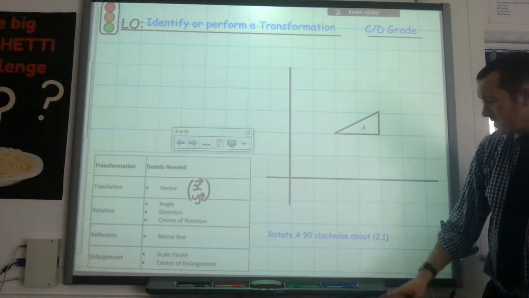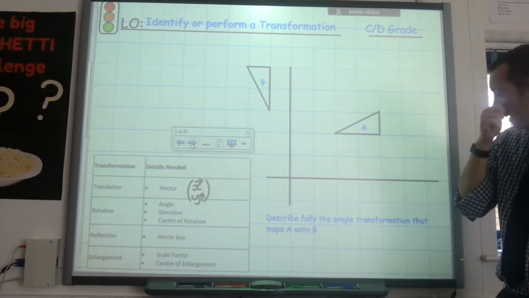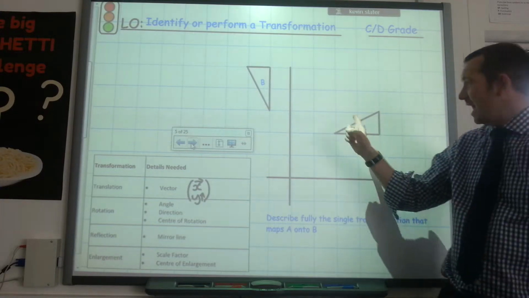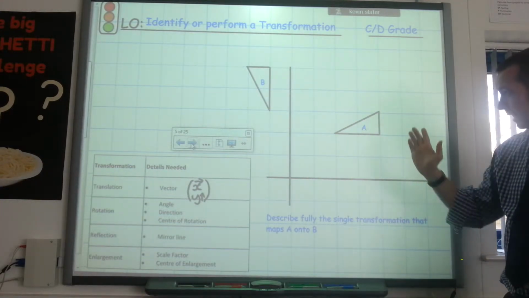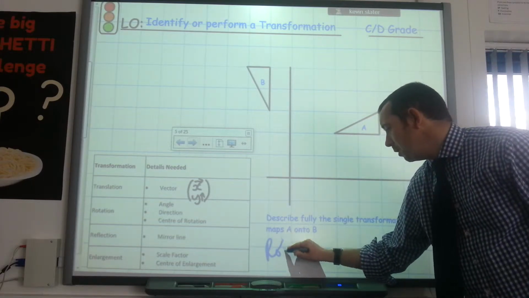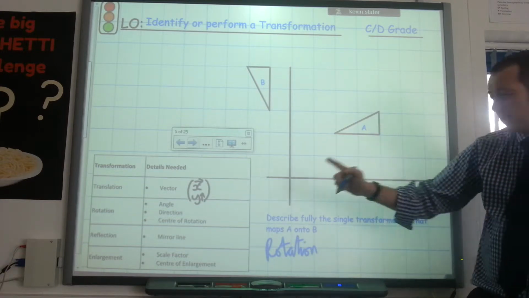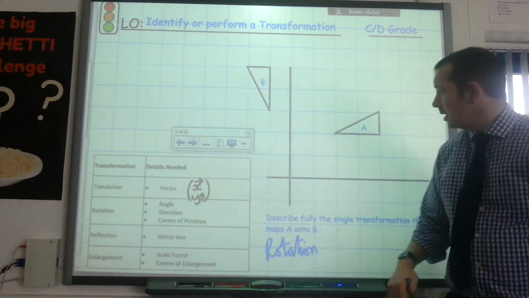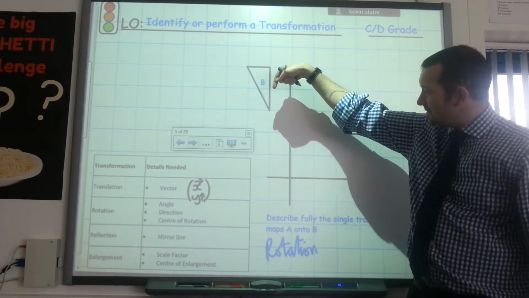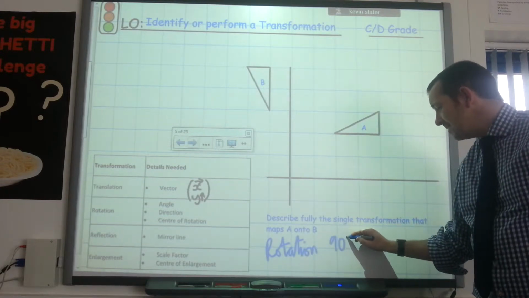Still with rotation, this one is asking me to rotate it. I haven't gone back to the next page yet, there we go. This one says, describe fully the single transformation that maps A onto B. Well, it looks like it's been rotated to me, so I would put rotation, for 1 mark. But again I need to now give the angle. The sharp corner was facing that way before, it's now facing down. So I think it's been rotated 90 degrees.